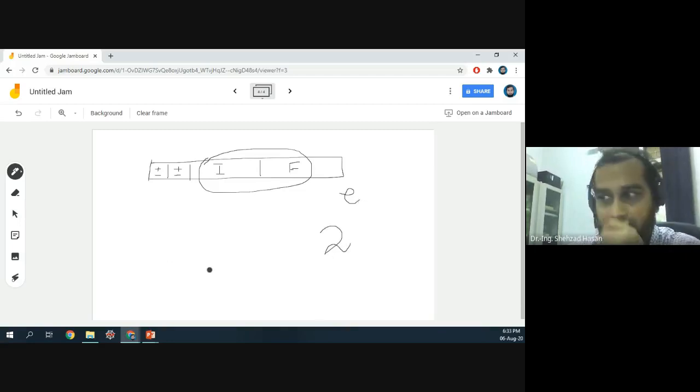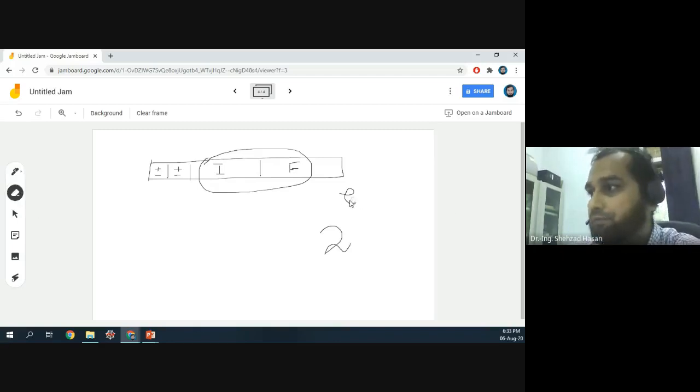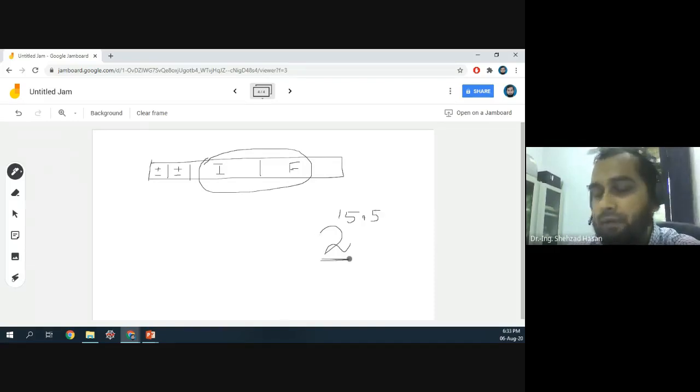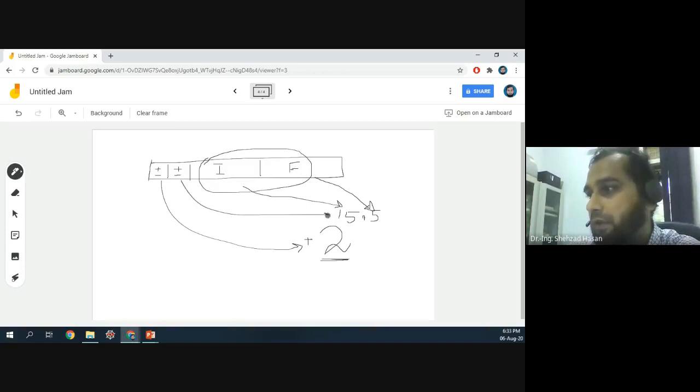So let me just give you an example here. If I have something like 2 raised to power 15.5, right? So this 2 is implied, so it's not stored over here, but this I part is stored over here. So this is the integer part, and this is the fractional part, right? And this is the sign of the whole thing, and this is the sign of the exponent.